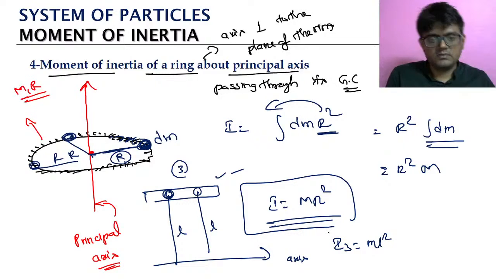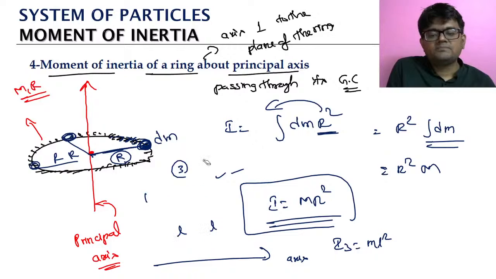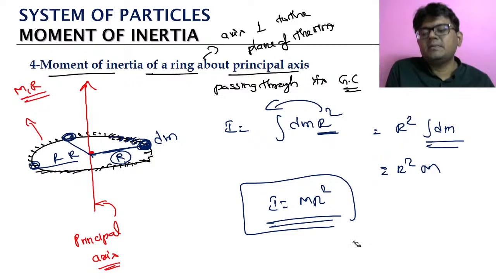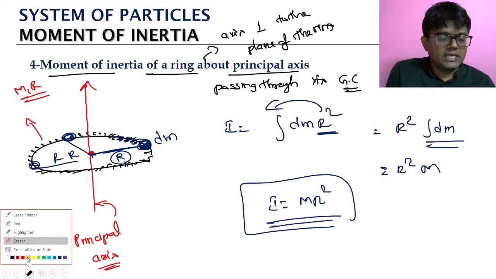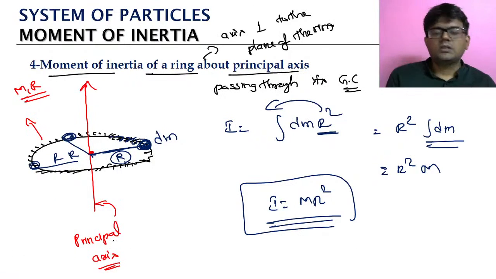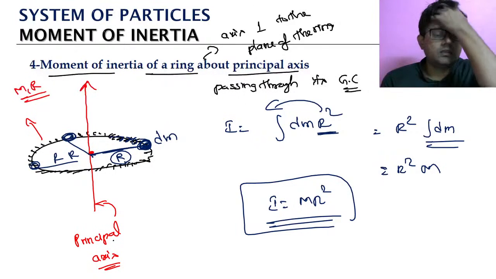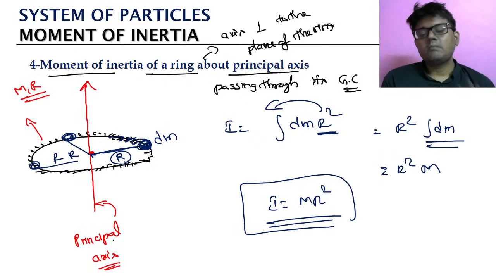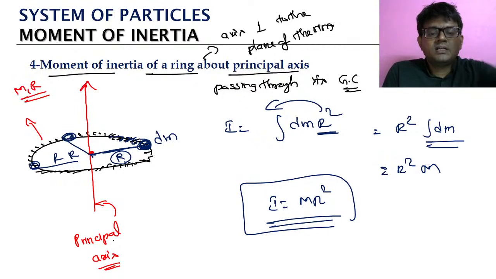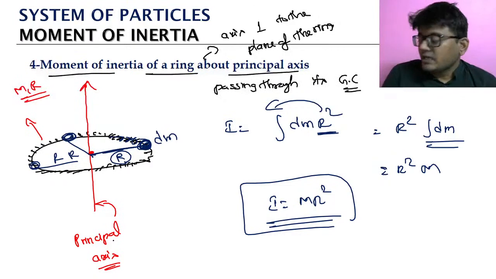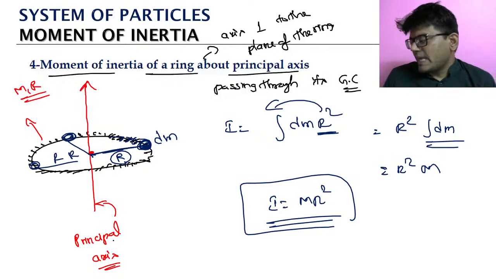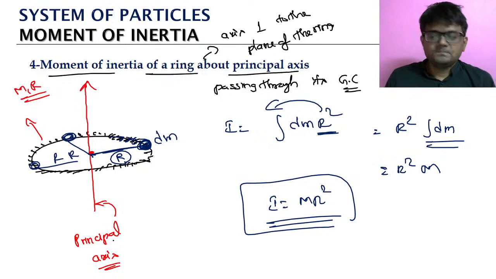Moment of inertia of the rod was ml square. So if any object is such that each and every part of the object is at the same distance from the rotational axis, the moment of inertia of the body with respect to the rotational axis will be the mass of the total body times that distance squared. Wow, so this is an important result: the moment of inertia of the ring about the principal axis.